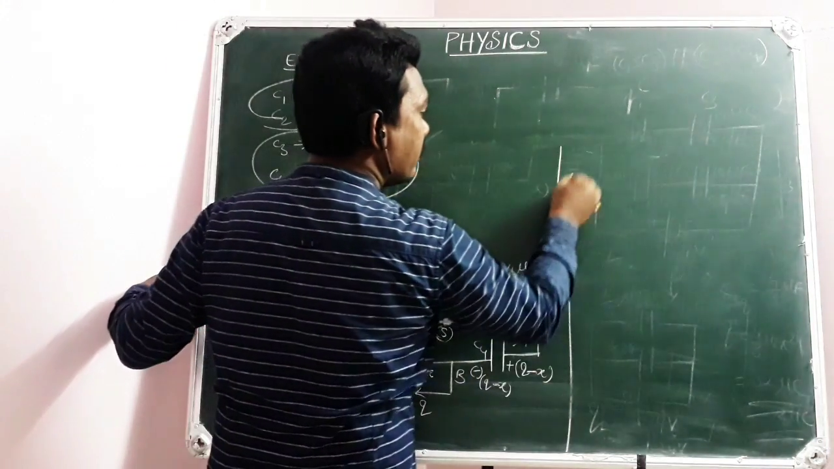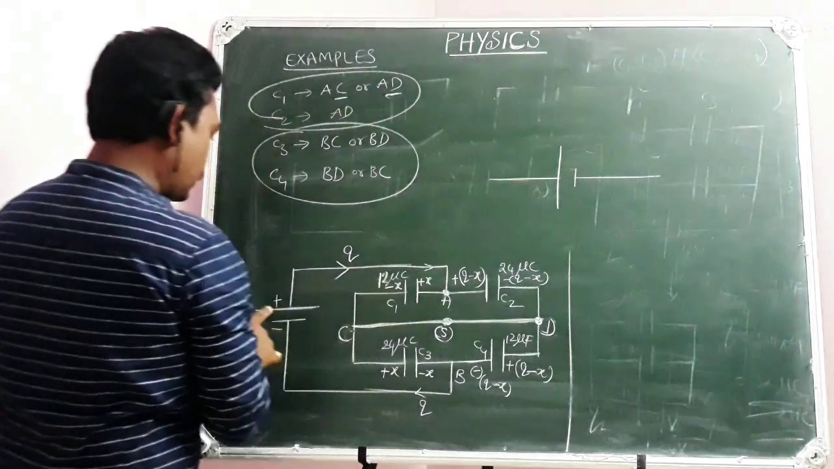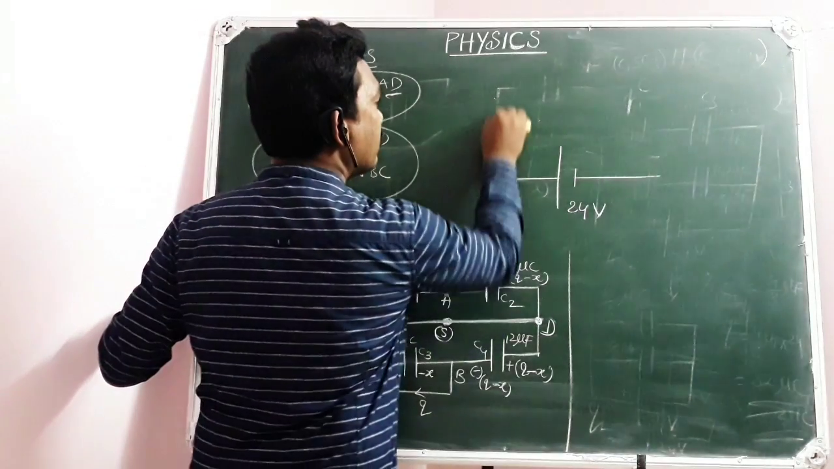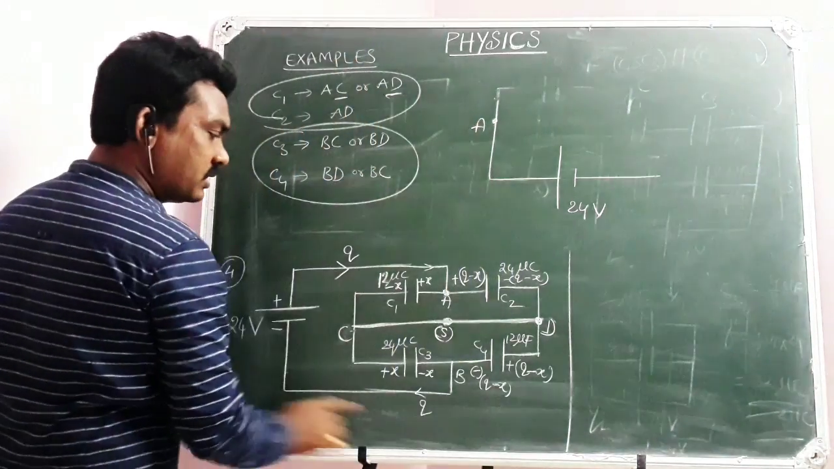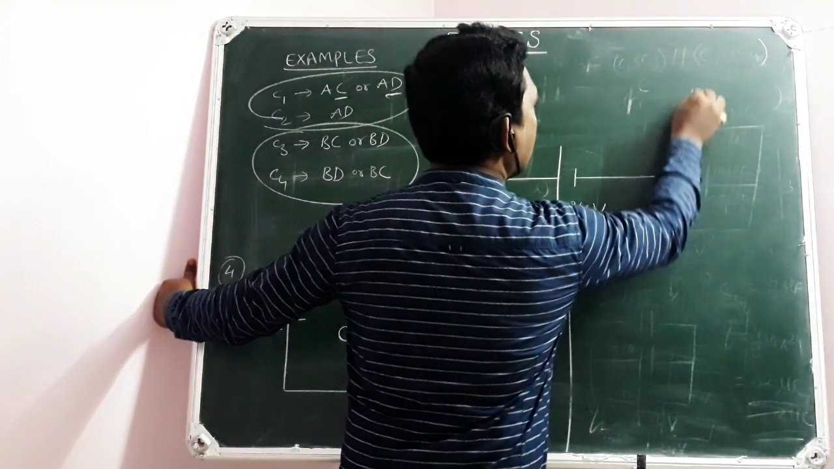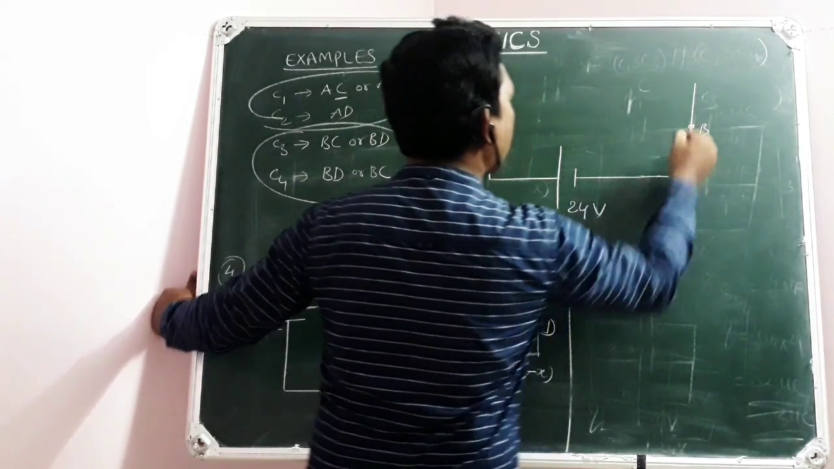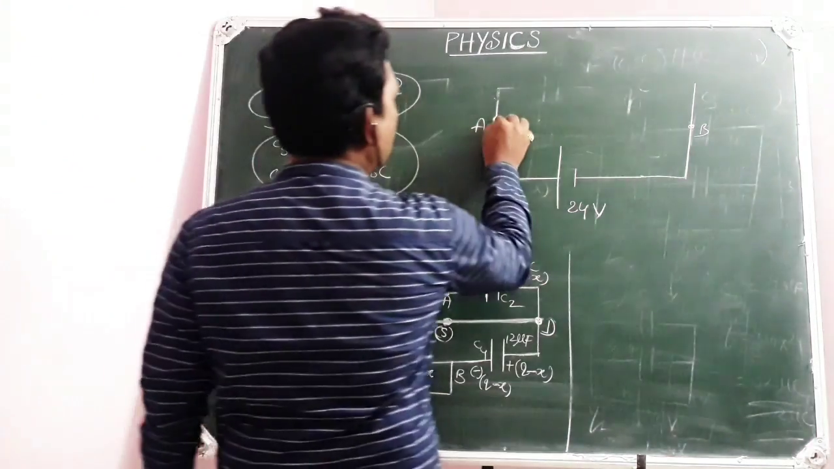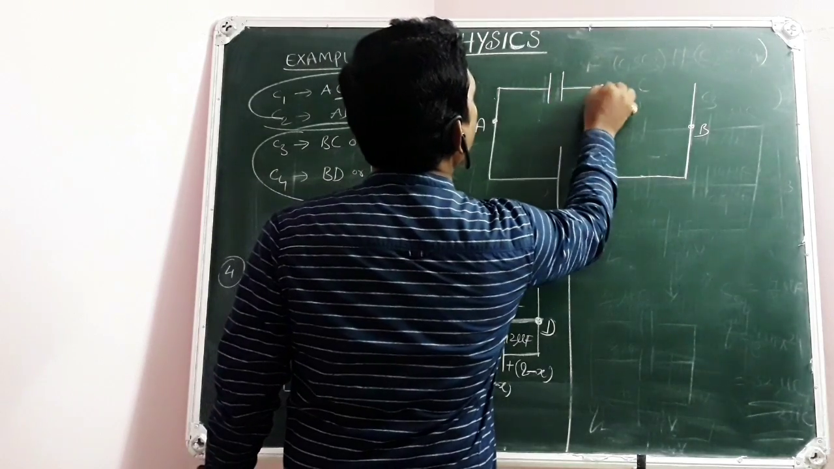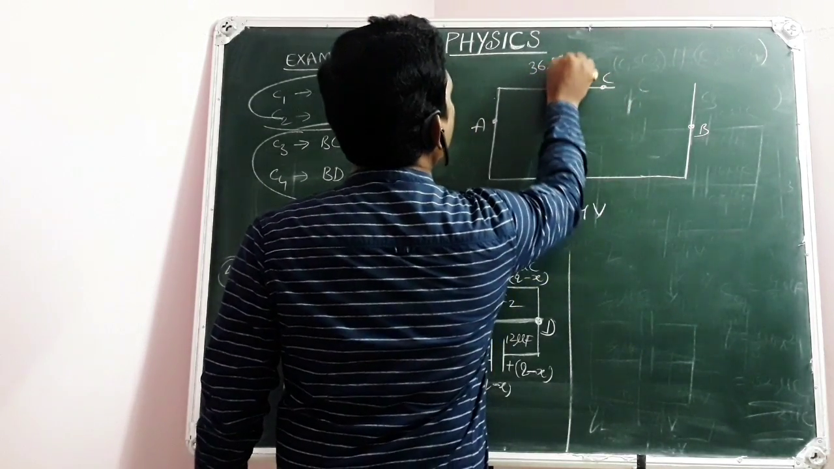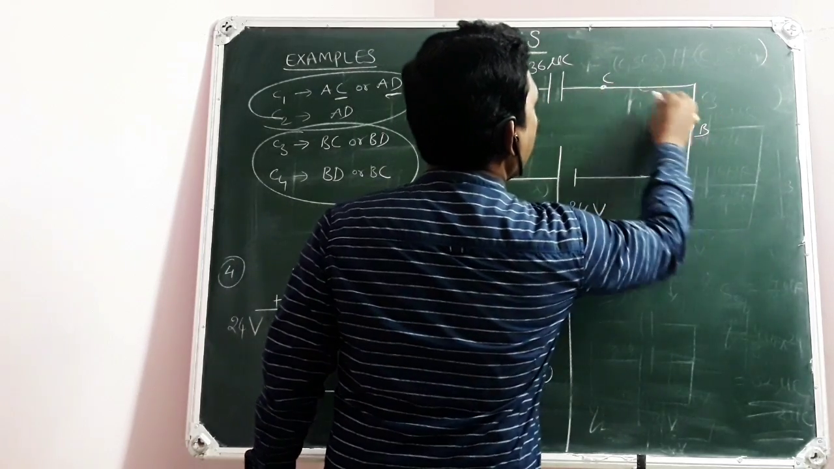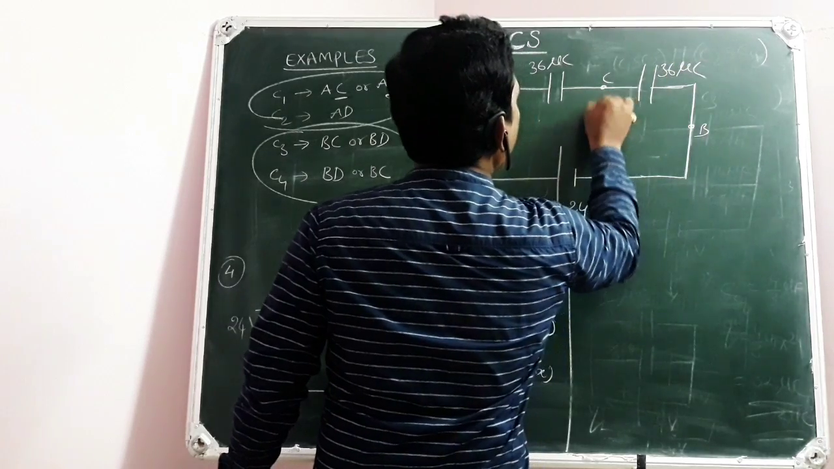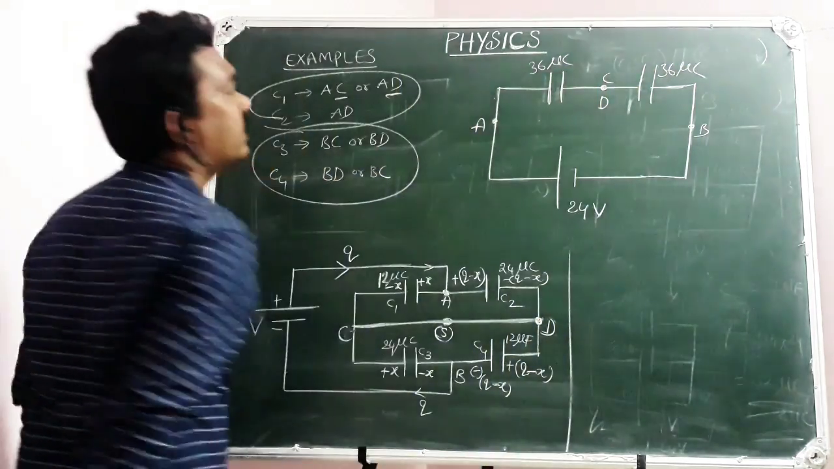We take first the battery, which is of 24 volt. The positive terminal is given to A, the negative terminal is given to B. Next, across AC, these two are in parallel, 36 across AC, 24 plus 12. Across BC, again 36. So these two will be in series. Of course, C and D are at the same potential, equipotential points.